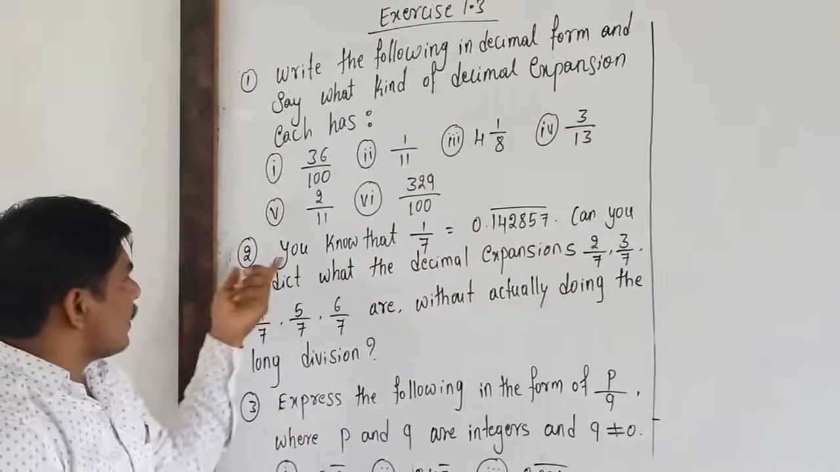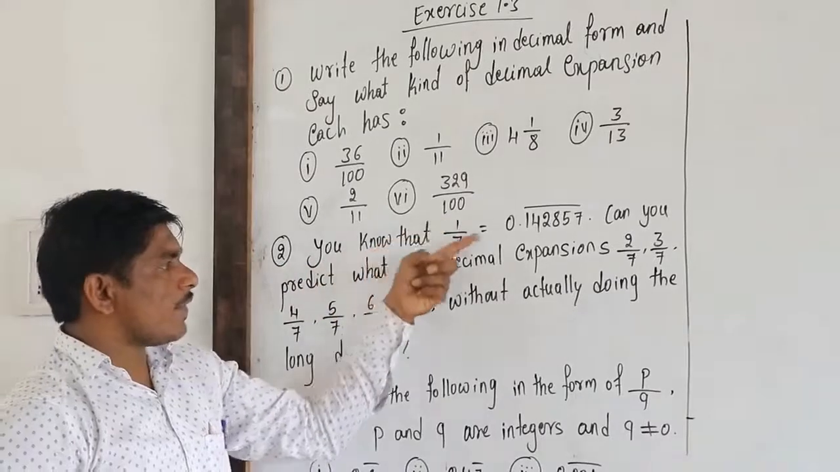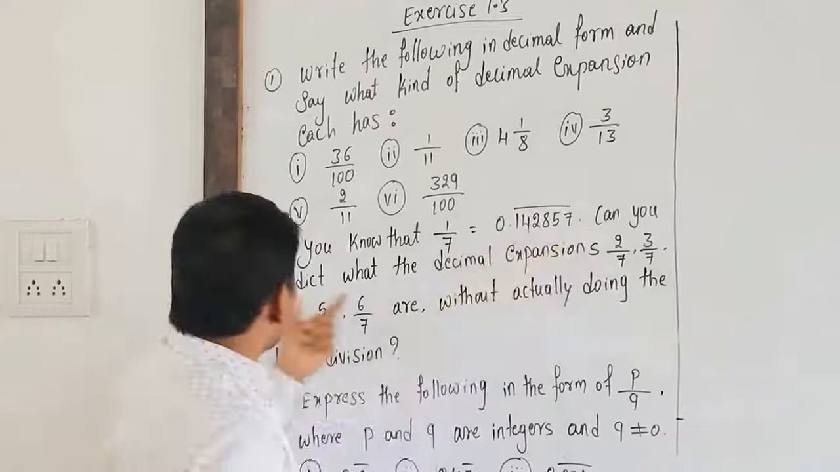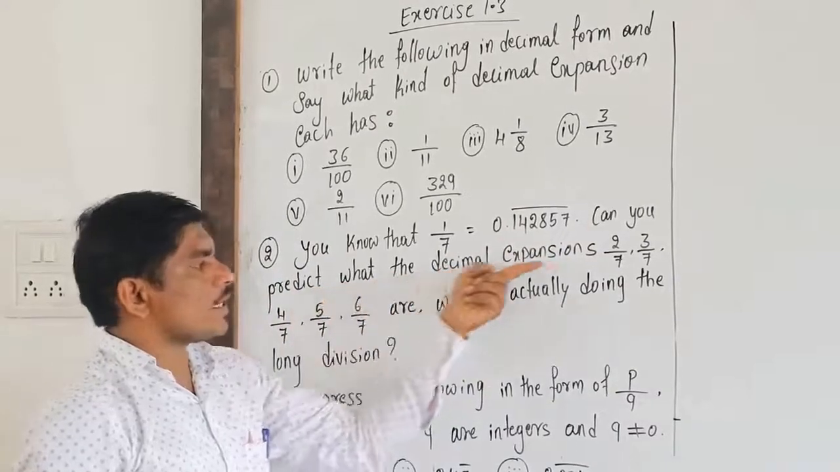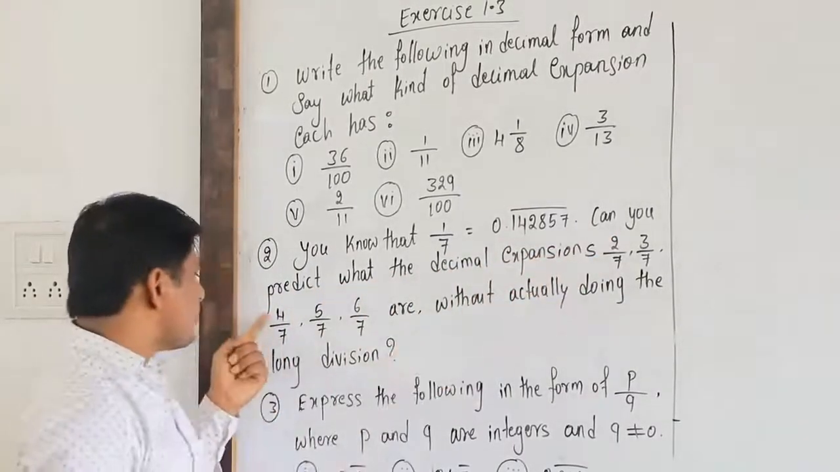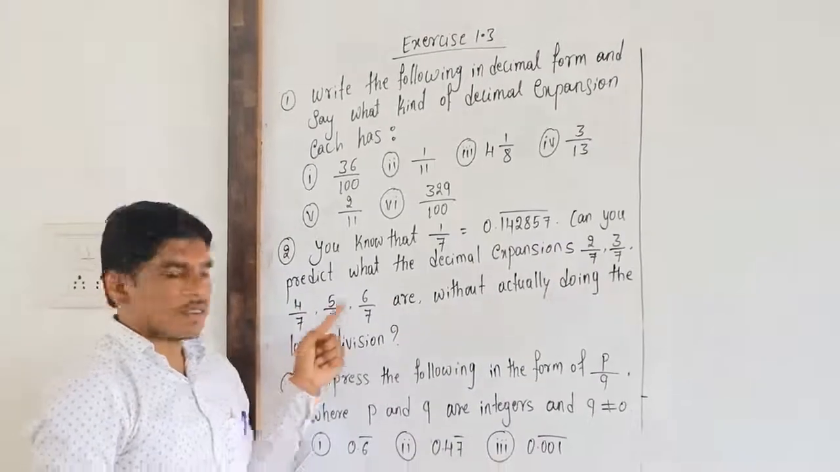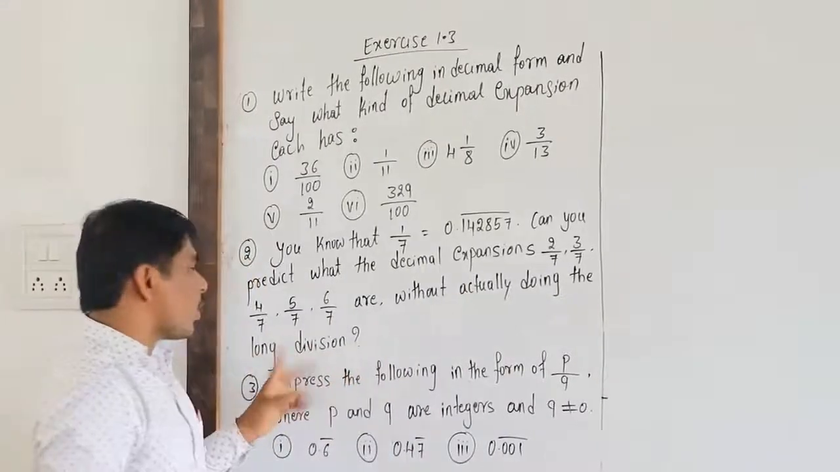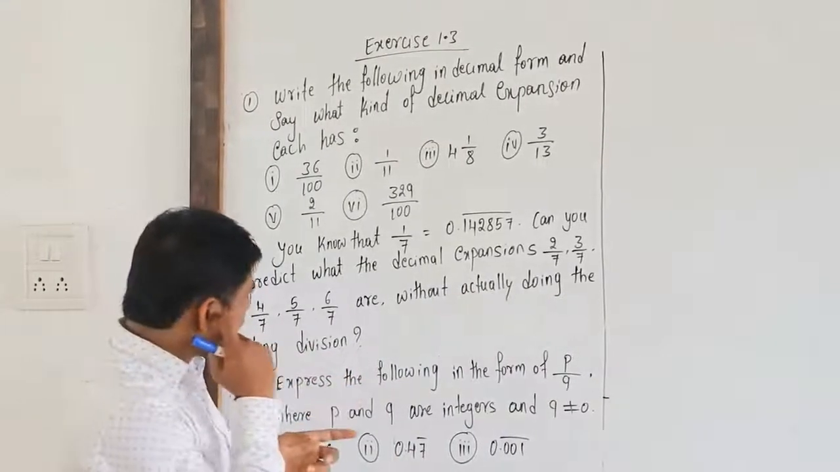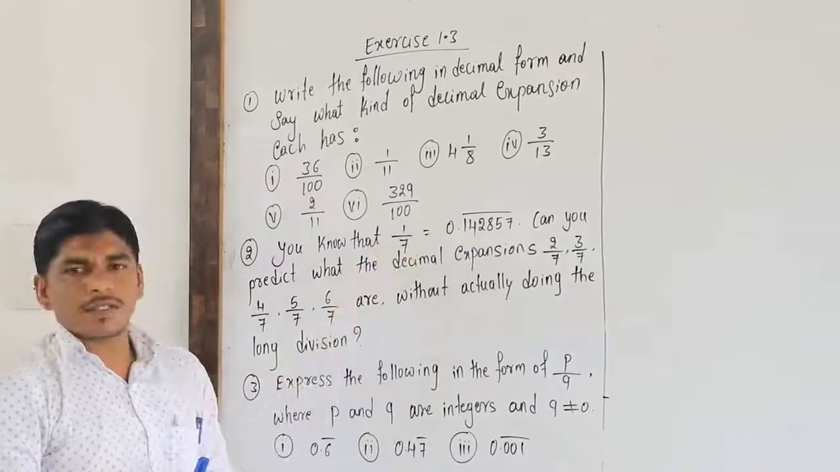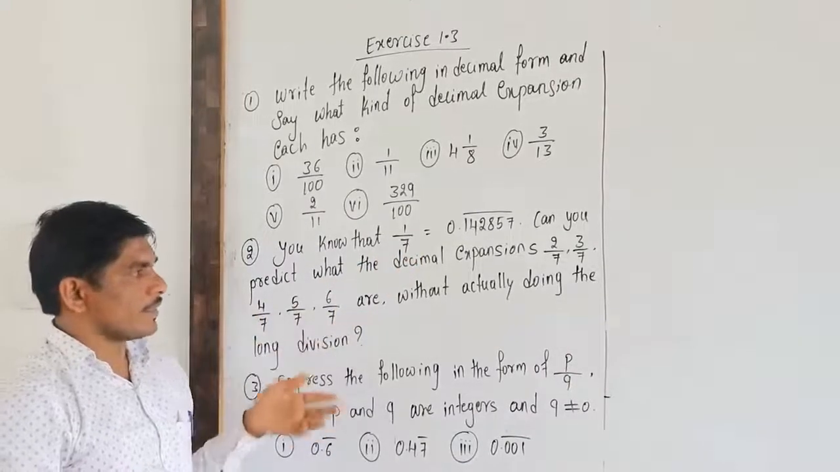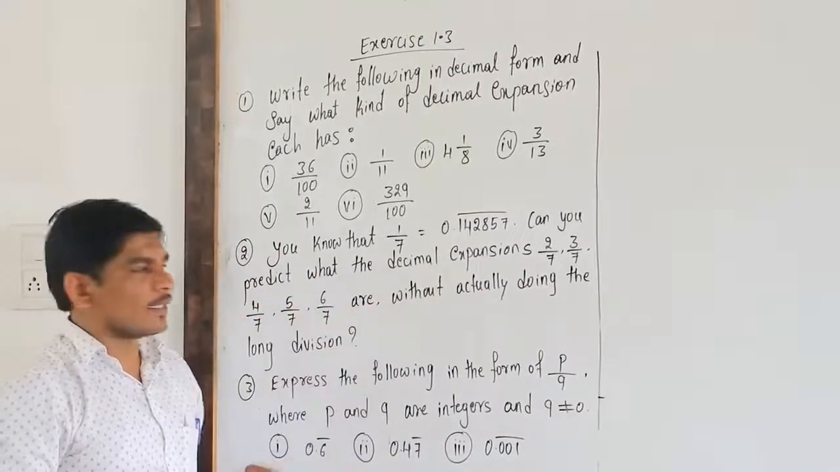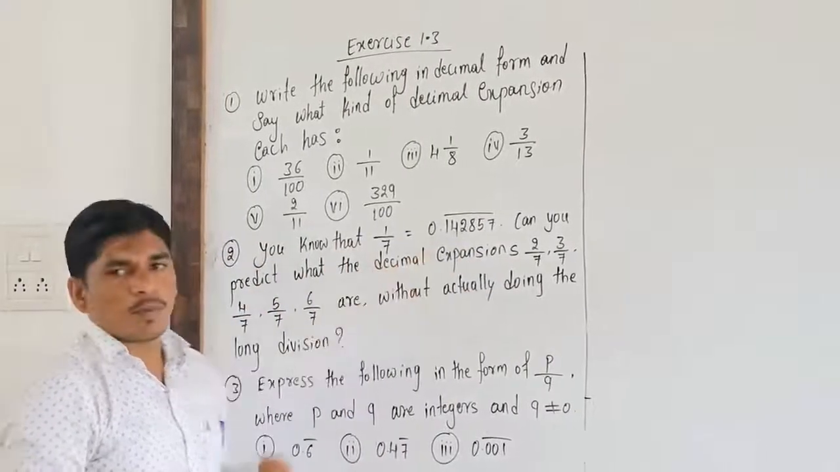How? See here. The given question is, you know that 1 by 7 is equal to 0.142857 bar. Can you predict the decimal expansions of 2 by 7, 3 by 7, 4 by 7, 5 by 7, 6 by 7 without actually doing the long division? Now long division is not necessary because the 1 by 7 value is given. Directly you have to multiply it. First you split the given values, then afterwards directly multiply, and you get the result of the given problems.